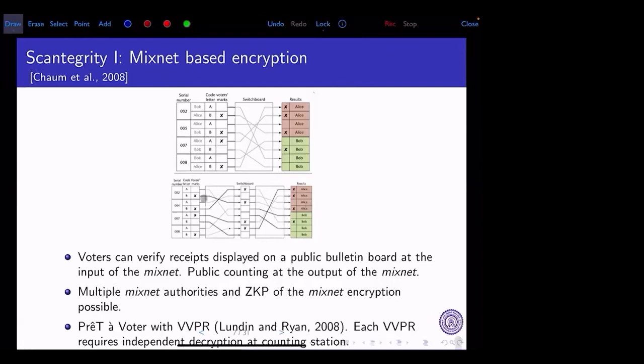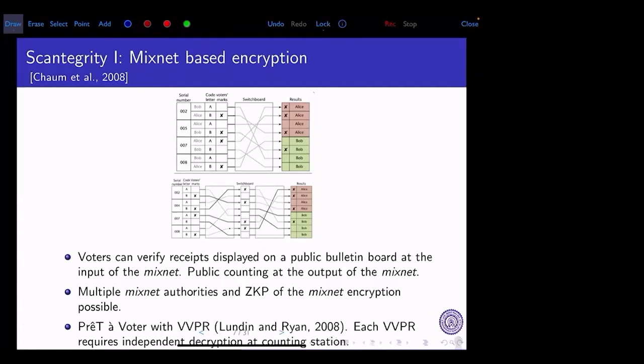So that there's been no cheating at any of the shufflers can be proved using zero knowledge proofs, using mixed encryption. There is a paper by Lundin and Ryan in 2008 that showed that one of the mixnet schemes was made compatible with a VVPR. And this VVPR required that the votes had to be encrypted on the VVPR slips. And each VVPR slip at the counting station requires a decryption, which makes it a little unusable, right?